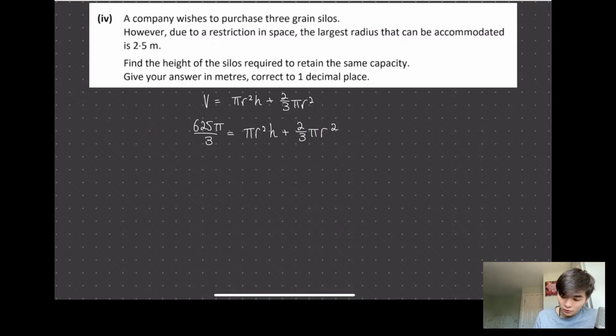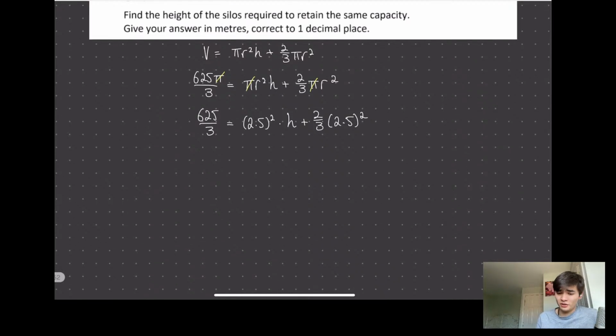Of course, like before, we can cancel out those pi's on both sides. That'll leave us with something like that. You can see that's just an equation in terms of h now, so we can just solve for that. We can divide through by that 2.5 squared, subtract away that 2/3, and we'll end up with that.